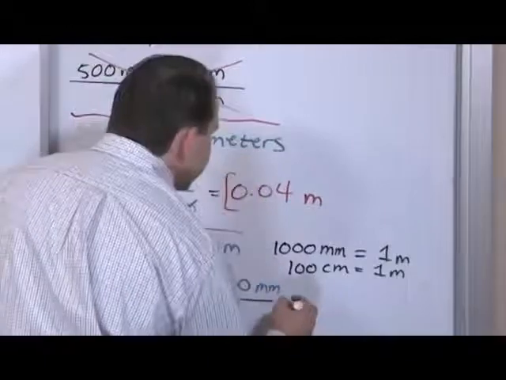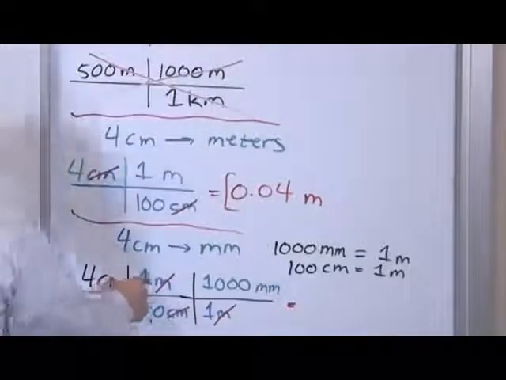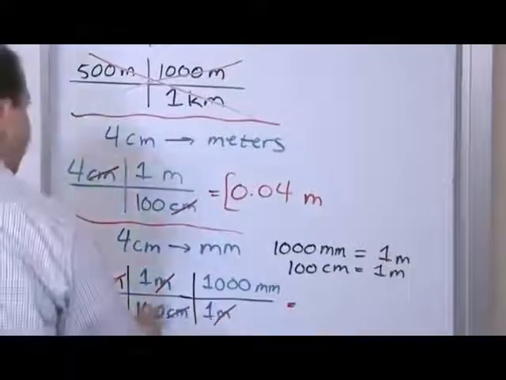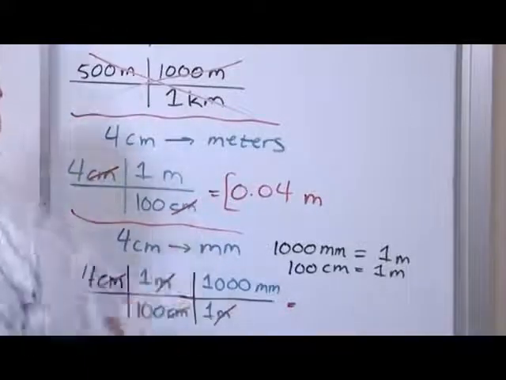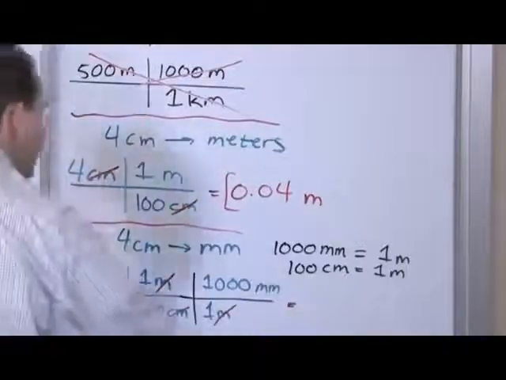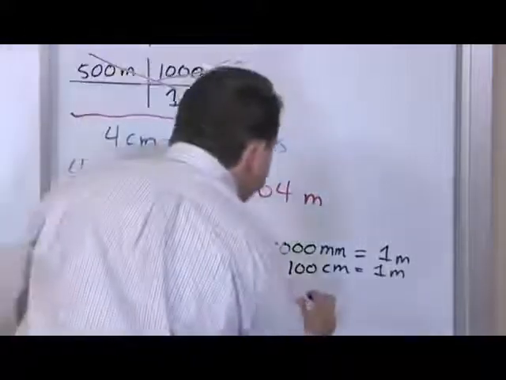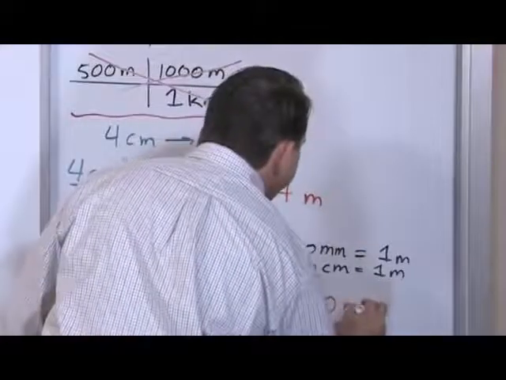So the way you do this is 4 times 1 gives you 4. 4 divided by 100. Take that, multiply by 1,000, divide by 1. So basically what you're doing is everything is multiplied together in the top, and then you divide by everything on the bottom. That's all you're really doing here. The answer you're going to get is 40 millimeters.